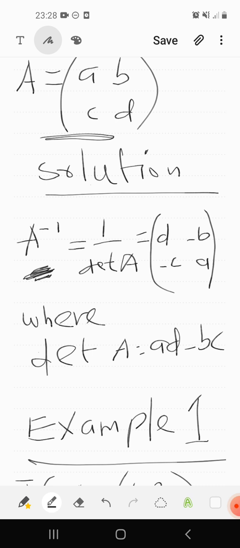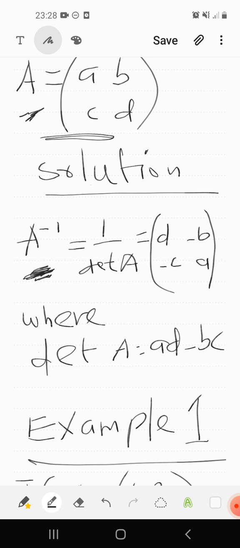You write A and bring the exponent negative 1. So A inverse is equal to 1 over the determinant of A, multiplied by the matrix D, negative B, negative C, A.